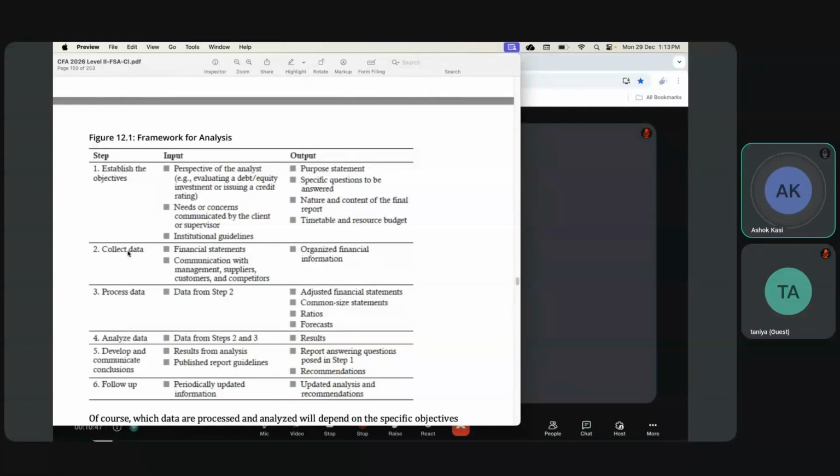Then what will you do after that? Based on the objectives, you will collect the data. Where will you collect the data from? Financial statements, then from suppliers, customers, competitors, management. You will get data from these people. Then the output will be organized financial information. That means you will organize financial information, that is, the financial statements you will get.